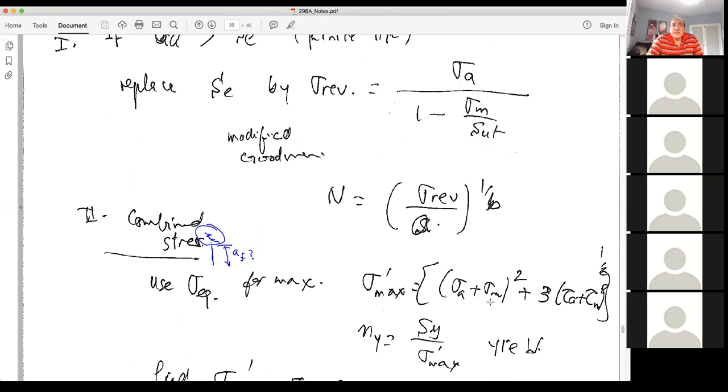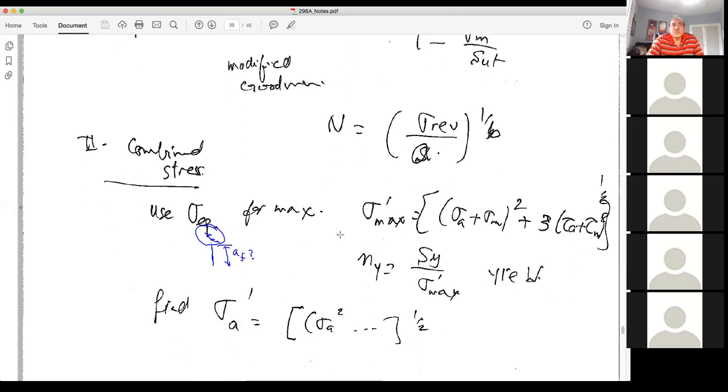Von Mises would be the square root of sigma alternating plus sigma mean, that's the maximum stress, squared, plus 3 times tau squared. This is the von Mises formula if I have only axial and shear stresses, so sigma squared plus 3 tau squared, where sigma is the maximum and the shear is the maximum. And then I can find the minimum, and therefore I can find the alternating as the difference between the maximum and the minimum over 2, and the mean as the average value between maximum and minimum.